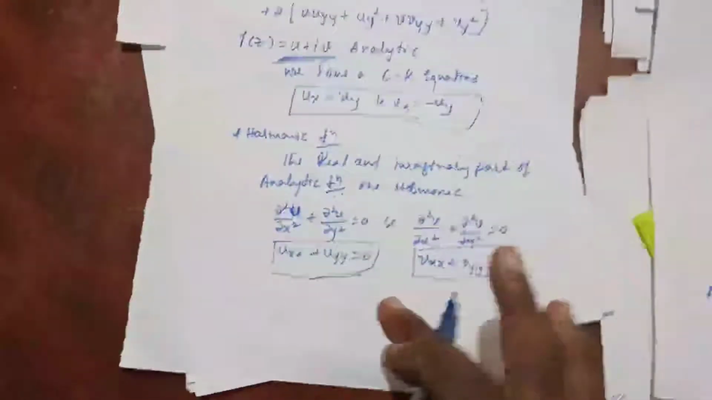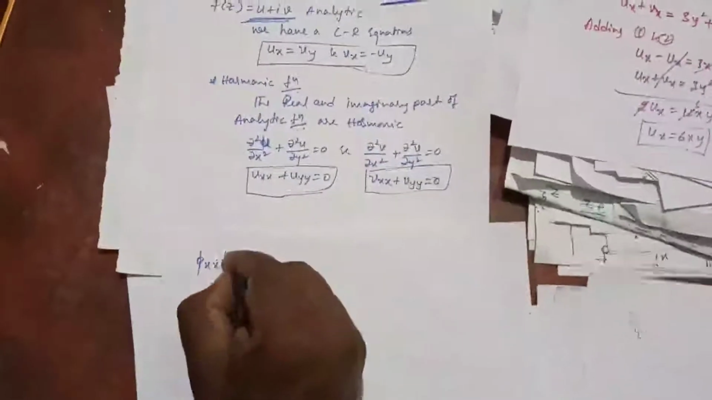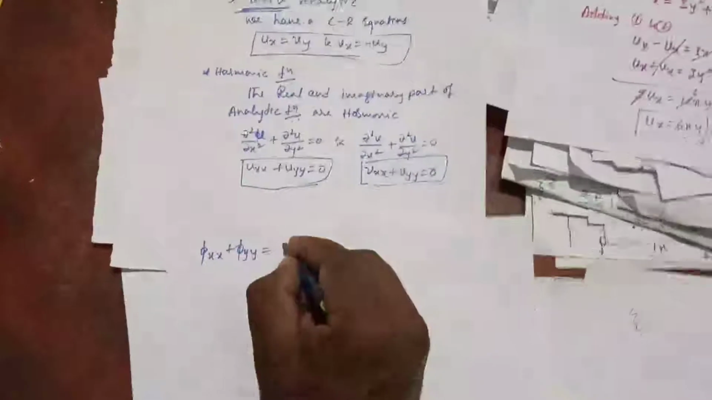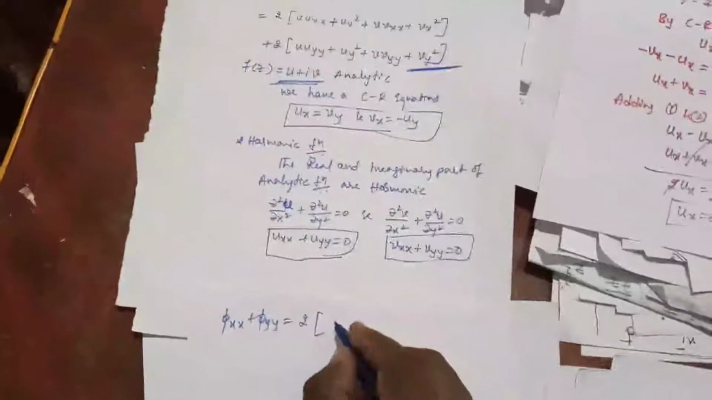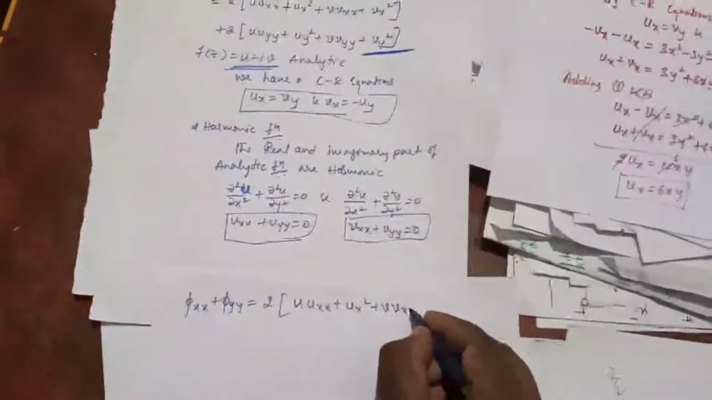So using the CR equations and the properties of harmonic functions, from this, phi xx plus phi yy equal to 2 times, here 2 is common in both the terms: uxx plus ux square plus vxx plus vx square plus uyy plus uy square plus vyy plus vy square.